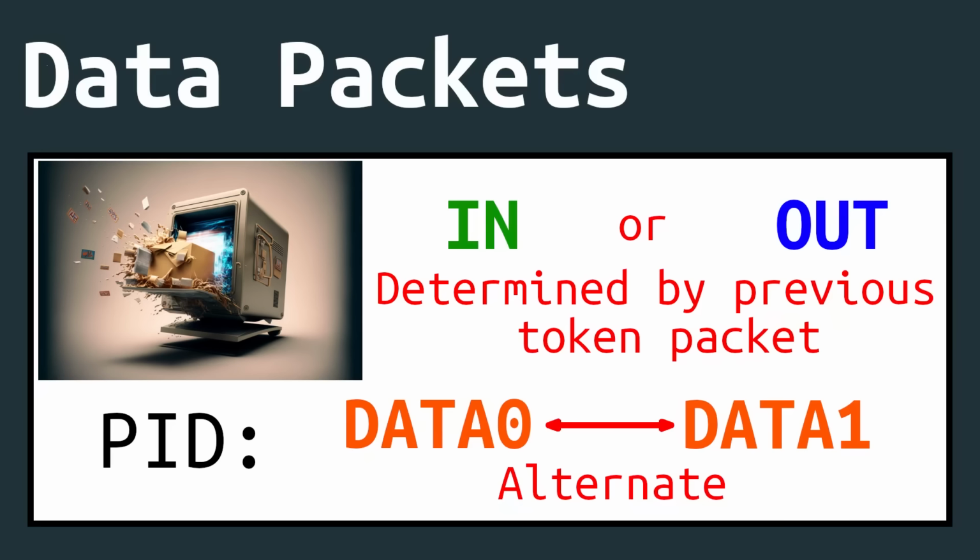The PID of a data packet can either be a data 0 or a data 1. There's little real difference between the two PIDs, other than the device must alternate between them on each consecutive data packet. After the PID, you will find the actual data. For full-speed devices, you can have up to 64 bytes per data packet. But in low-speed devices, you are limited to just 8 bytes. After the data, there's a 16-bit CRC to ensure the correctness of the data.